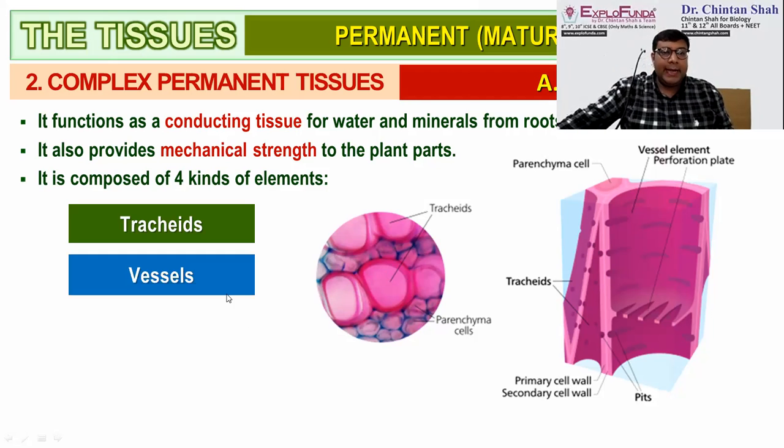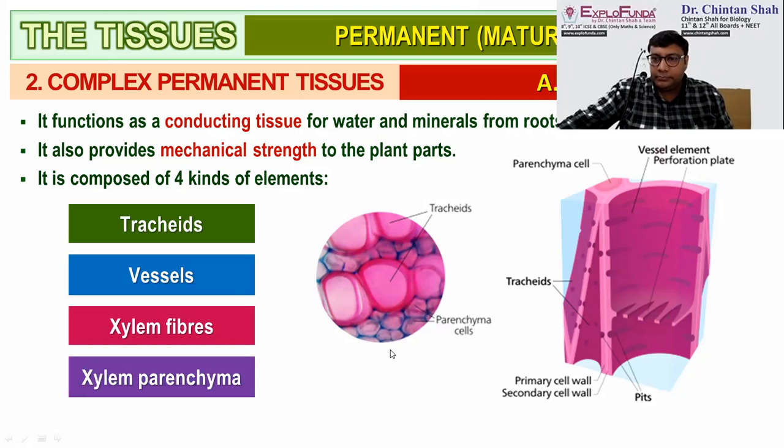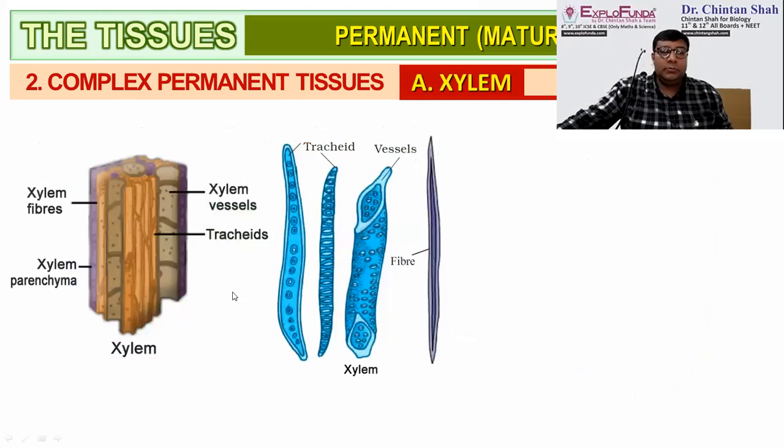So tracheids give rise to the trachea, which is known as a vessel, xylem fibers, and xylem parenchyma. You can see parenchyma cells are storing the food. Vessel elements are there, and the perforation plate is also over here. There are pits. There are different ways in which the deposition of lignin takes place.